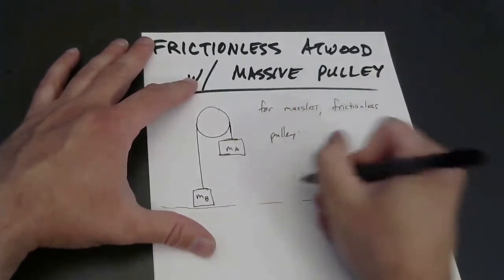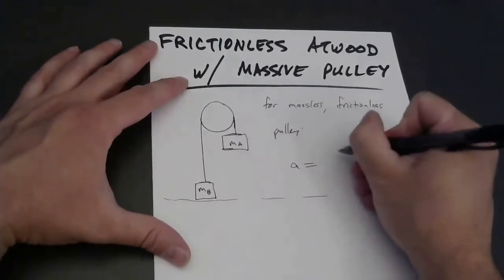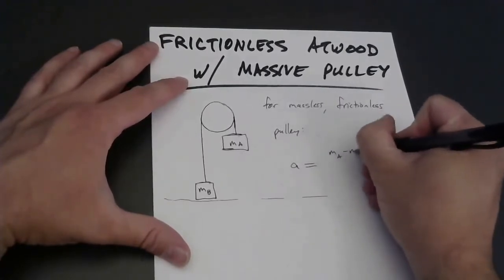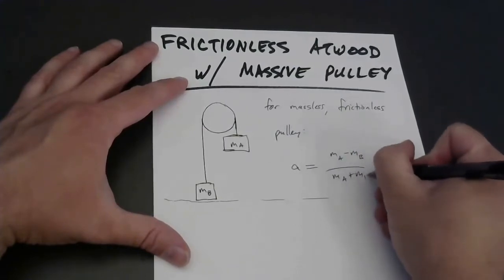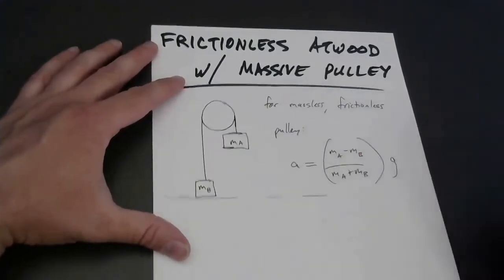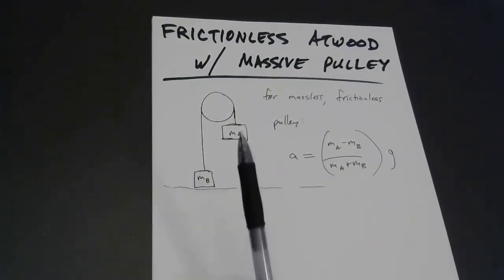I recall that the acceleration of these two, the magnitude of the acceleration, you just take the difference in the masses, divide by their sum, and you multiply that by the free fall acceleration, g. Simple result. We looked at a video from the MIT demonstration series demonstrating this.